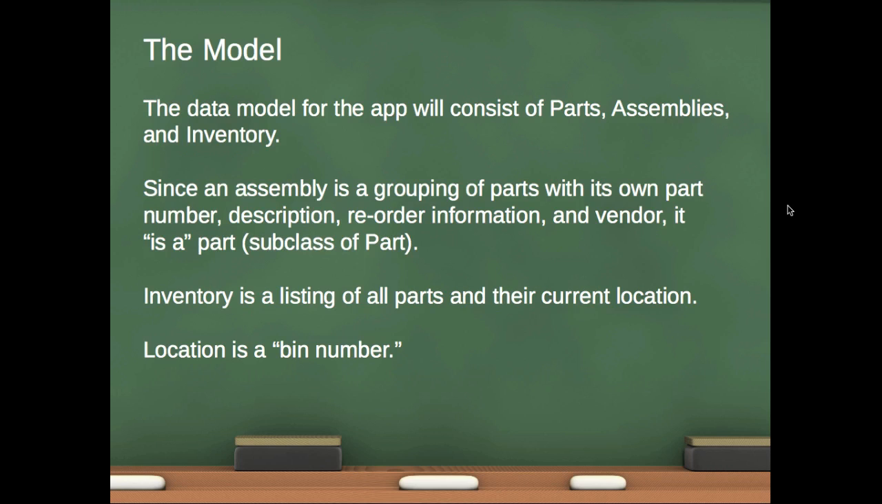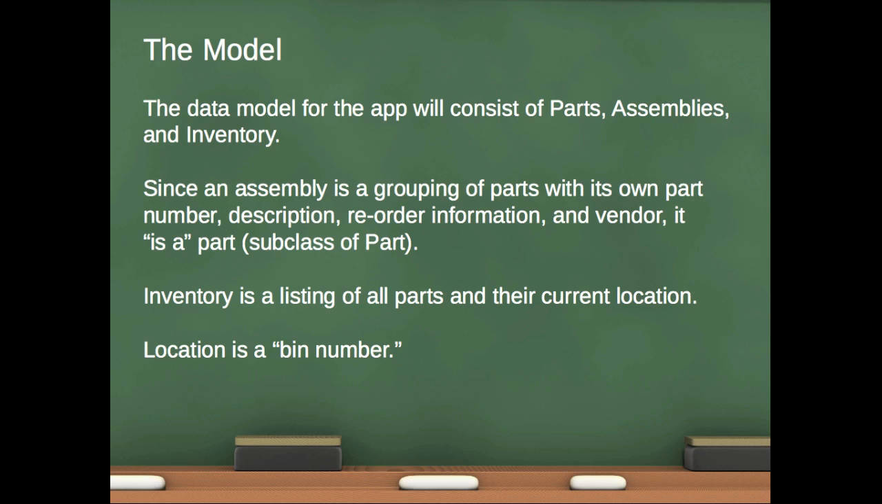So let's think about the model, because the first thing we want to do when we look at an application is specify what its data is, what the application is going to be working on. So the model for this application consists of three basic ideas. It consists of a part in some shape or form, an assembly of parts, and an inventory.